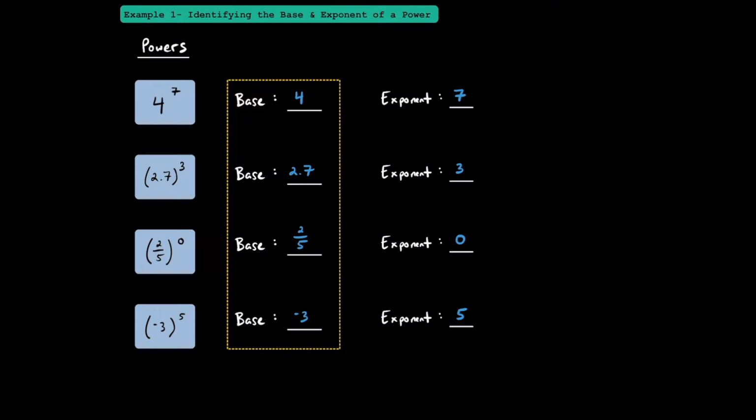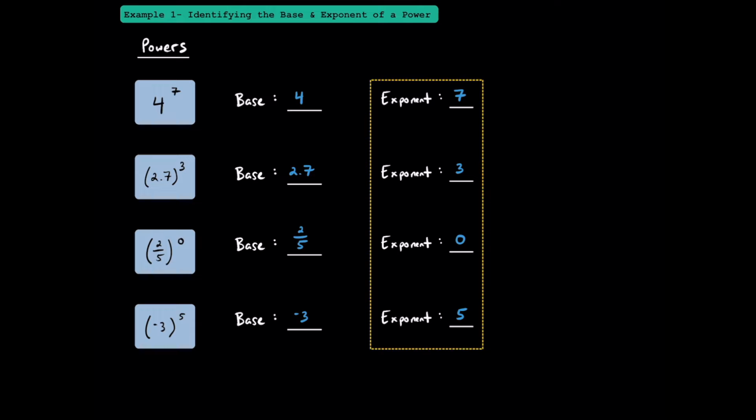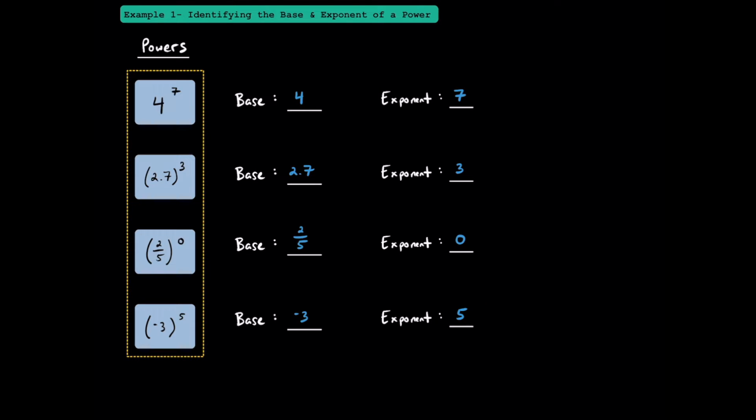Our base always represents the number that is going to be multiplied over and over, while our exponent tells us just how many times we're going to multiply the base by itself. As a shortcut, we write them as a power.